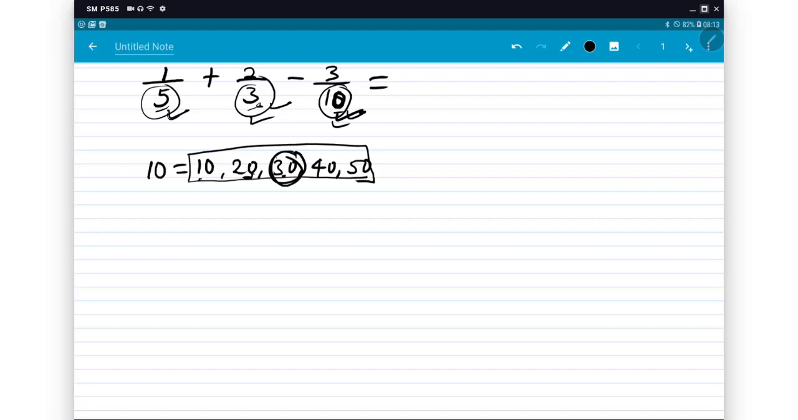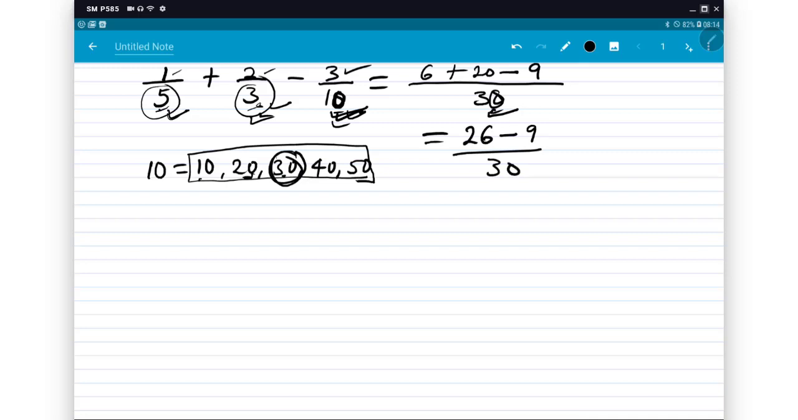Alright, so quickly we then have 30 as our LCM. So that means 5 in 30, we have 6, 6 times 1, then we have 6, plus 3 in 30, we have 10, 10 times 2, we have 20, minus 10 in 30, we have 3, so 3 times 3, we have 9. So this gives us 26 minus 9 over 30. And that will give us what? 17 all over 30 as the simple way to find that.